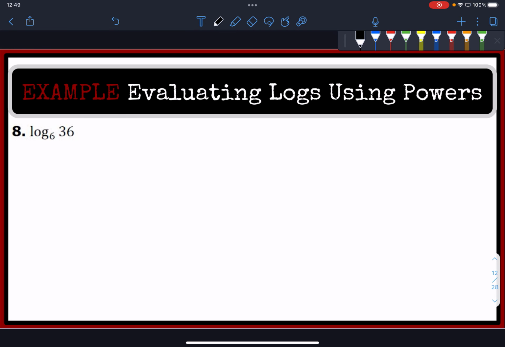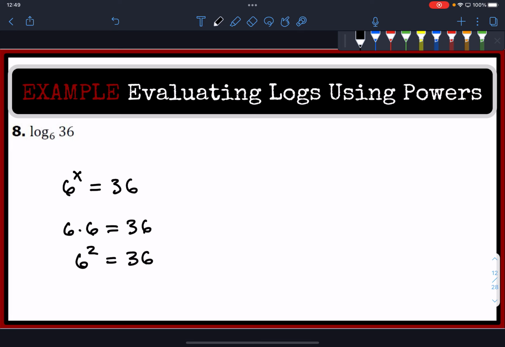So for this example, 6 to what power, I'll write an x instead of a question mark, is going to equal 36? So I'm again asking essentially this question: how many times do I multiply 6 to get 36? Well, that's 2 times. 6 times 6 is equal to 36, which means 6 to the 2nd power is equal to 36. So this is the value of our log. So the log base 6 of 36 is equal to 2. So this is our answer.